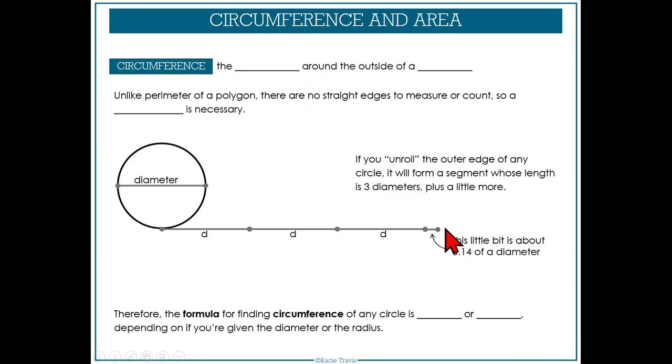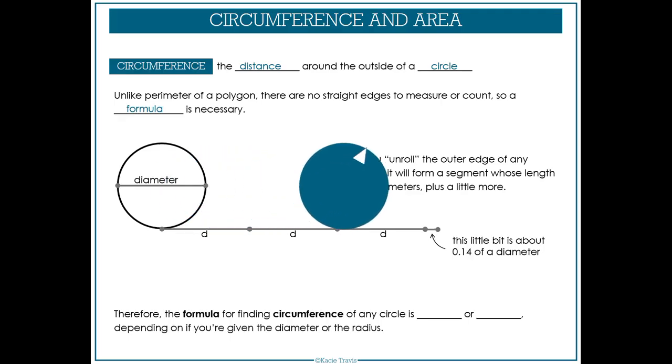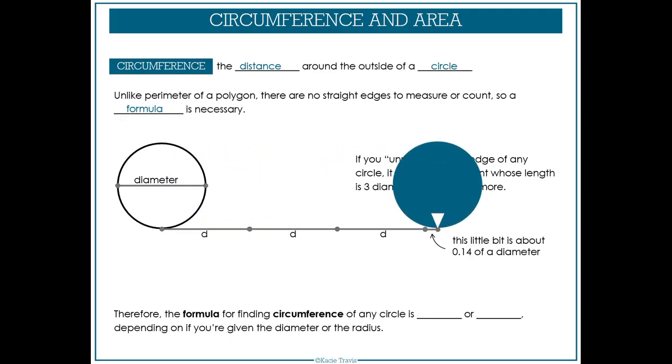All right, so talking about the circumference, just like we said earlier, it is the distance around our circle. Now, unlike what we do with perimeter on other polygons, there's no straight edges to measure, so we're going to have to look at a formula, which is necessary for this. The idea of the circumference is like we're looking at the diameter and rolling it out until we get to the very end of this.